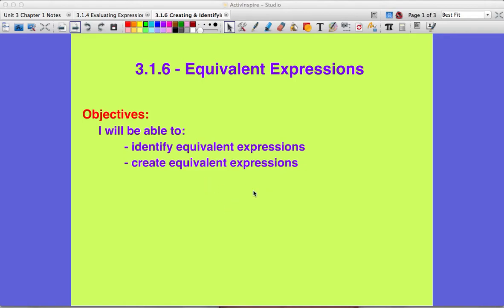Welcome to Lesson 316, Equivalent Expressions. Today we're going to talk about how to identify equivalent expressions and how to create equivalent expressions.